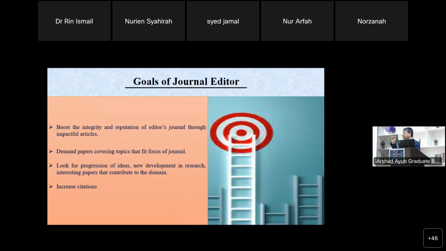Don't misunderstand me, but this article has to have the quality. What it does is networking: instead of sitting on this article for 6 months, it expedites the review process because you need this publication this year, otherwise your job or your promotion is at stake. Now, editors demand papers covering topics that fit the focus of the journal. They look for progression of ideas, new developments in research, interesting papers that contribute to the domain, and increase citations. So many times you may say, I face this problem. So you submit a paper, it survived the test of rejection, so it was sent out for review.